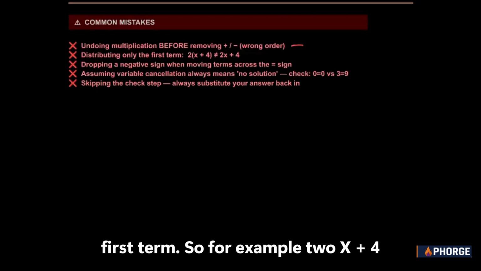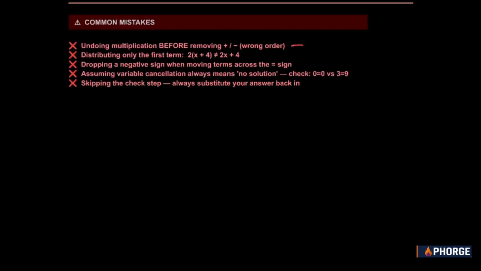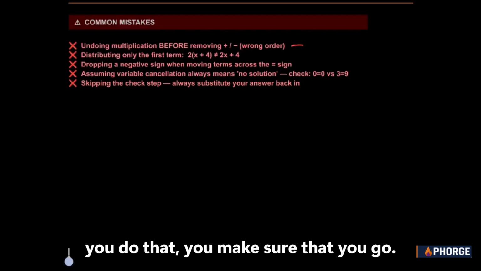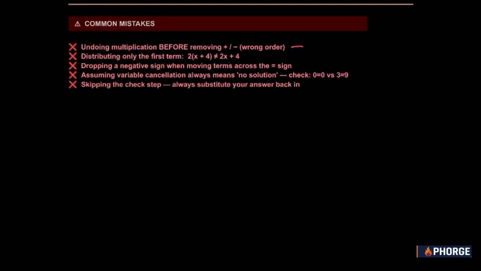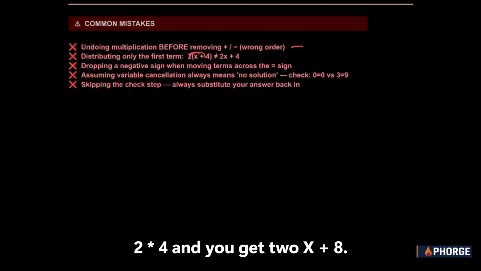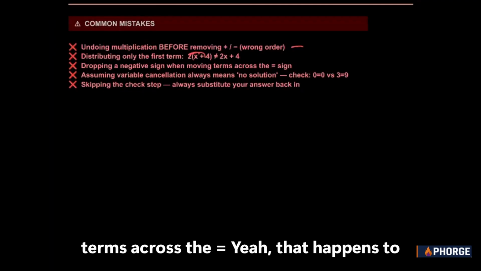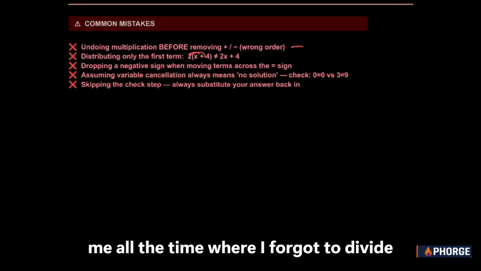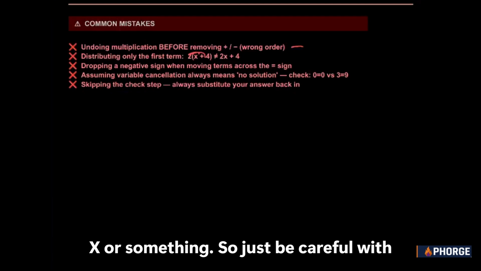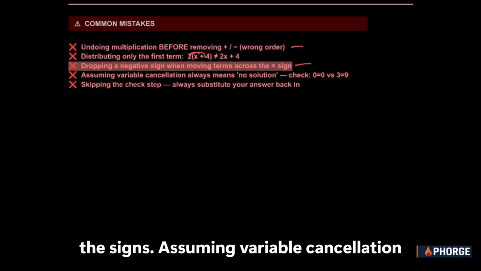Distributing only the first term. So, for example, 2 times (x plus 4) does not equal 2x plus 4. So when you do that, you need to make sure that you go 2x all the way, or 2 times x, and then 2 times 4, and you get 2x plus 8. Dropping a negative sign when moving terms across the equal sign. Yeah, that happens to me all the time where I forgot to divide by -1 whenever I have like a negative x or something, so just be careful with the signs.